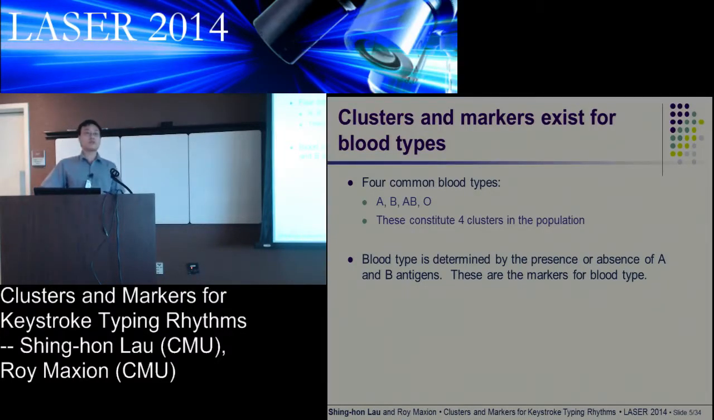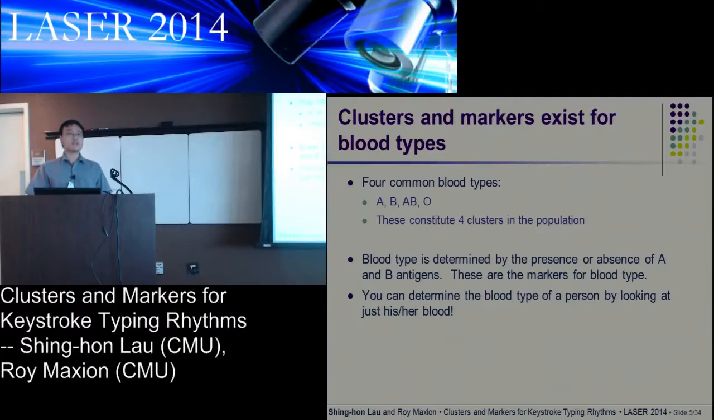And they're markers for two reasons. First, they're simple, right? You're looking at two things. You can readily comprehend whether these things are present or absent. And it's also a perfect discriminator. As soon as I know what antigens you have in your blood, I know your blood type 100%.